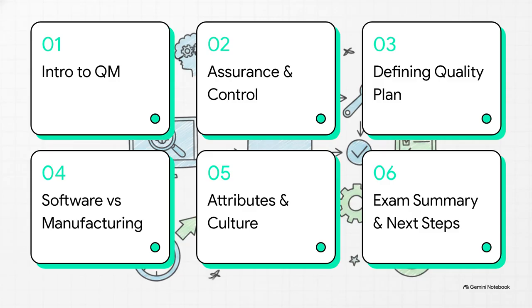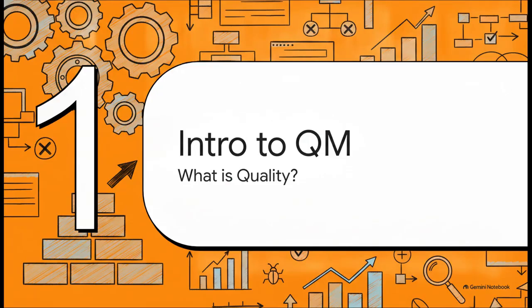First, we'll cover an intro to quality management, then assurance, control, and independence. From there, we'll talk about defining the quality plan, before shifting gears to software versus manufacturing quality. Then, we'll explore attributes and quality culture, and finally, wrap things up with an exam summary and next steps. All right, Part 1, Intro to Quality Management.